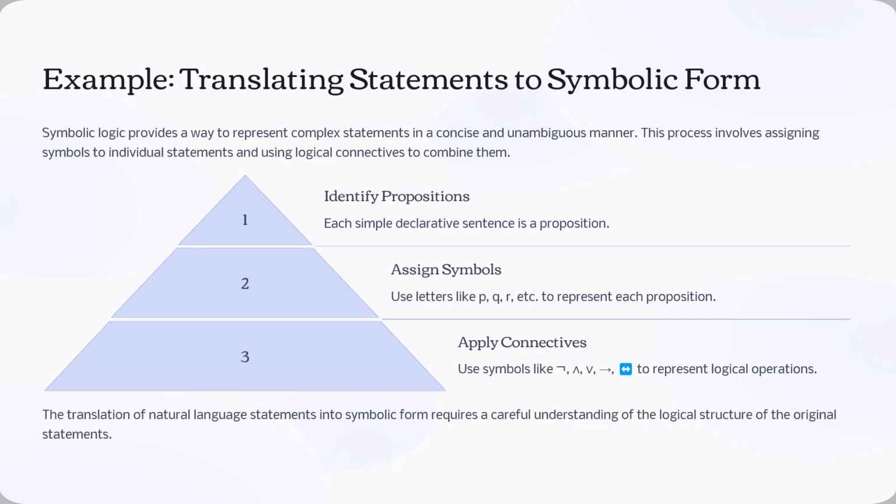Next, we need to assign symbols to each proposition. You can use any letter, but it's common to use P, Q, R, etc. This will make it easier to write and understand the logic equation. Now, we need to use connectives to link these propositions together. These are symbols that represent logical operations like not, and, or, if then, and if and only if. This might seem complicated at first, but it's just like turning a regular sentence into a math problem. By following these steps, you can translate even the most complex statements into a simple and clear symbolic form.